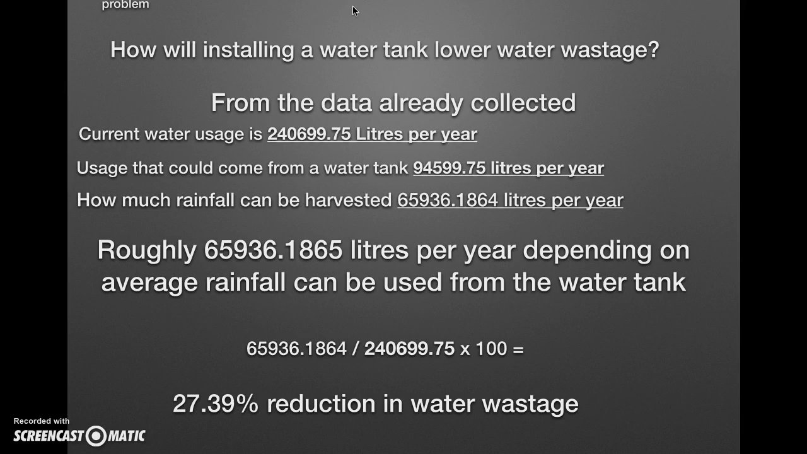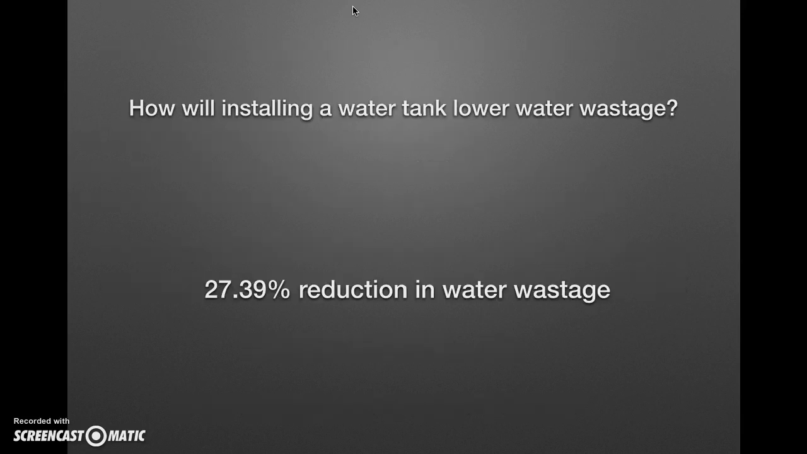If we use the same principle as earlier to work out the percentage decrease in water wastage, we get 65,936.1864 divided by 240,699.75 times 100 to equal the 27.39% reduction in water wastage. How will installing a water tank lower water wastage? It will lower water wastage by 27.39%.